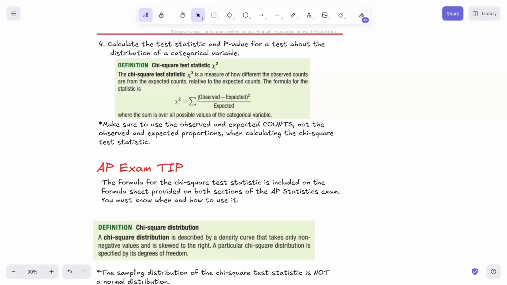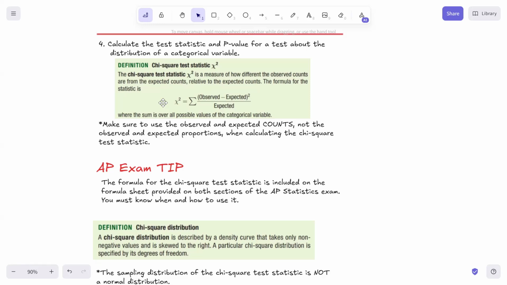All right, Mr. Antonucci here, and we are on part four, calculate the test statistic and p-value for a test about the distribution of a categorical variable. So when we want to know if the distribution of a categorical variable is different than what we would expect, we have to use what's called a chi-square test statistic. It's a measure of how different the observed counts are from the expected counts relative to the expected counts. And the formula for the statistic is shown here.